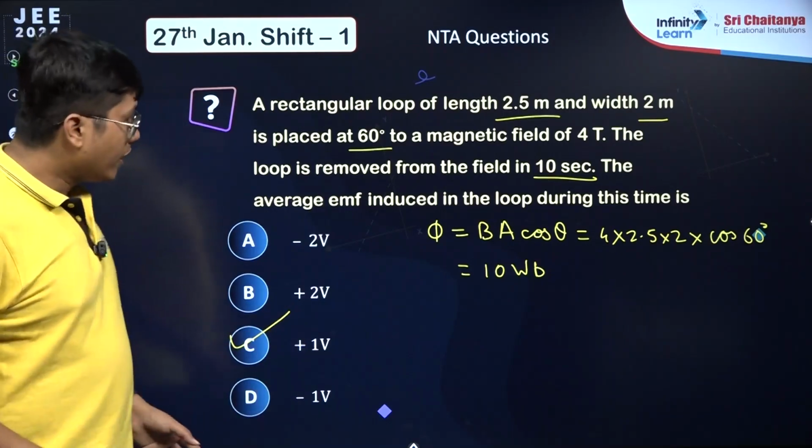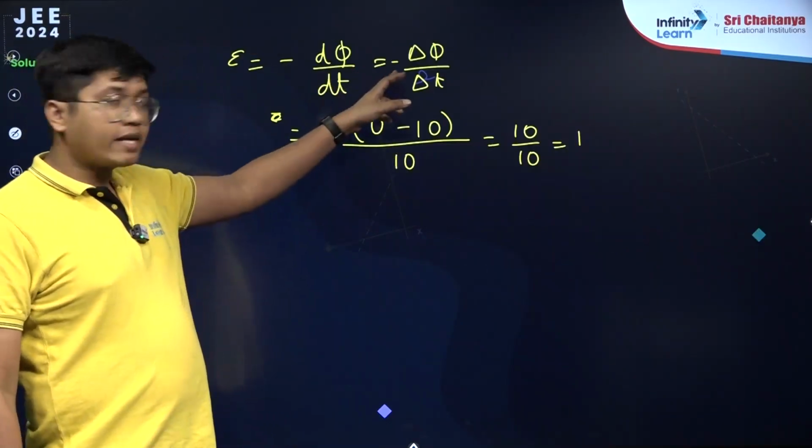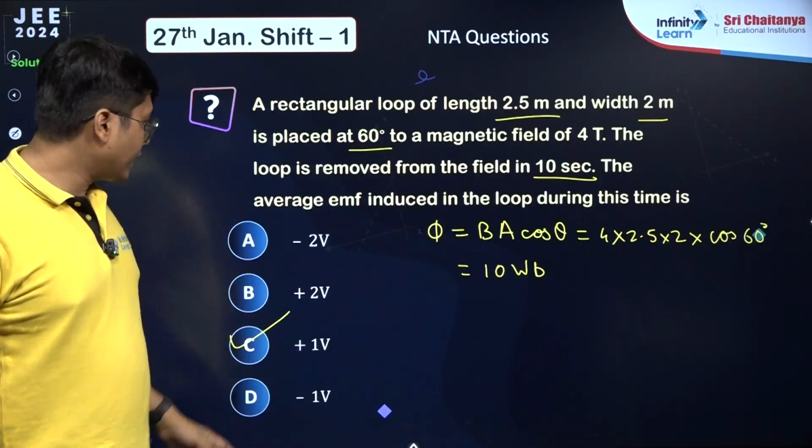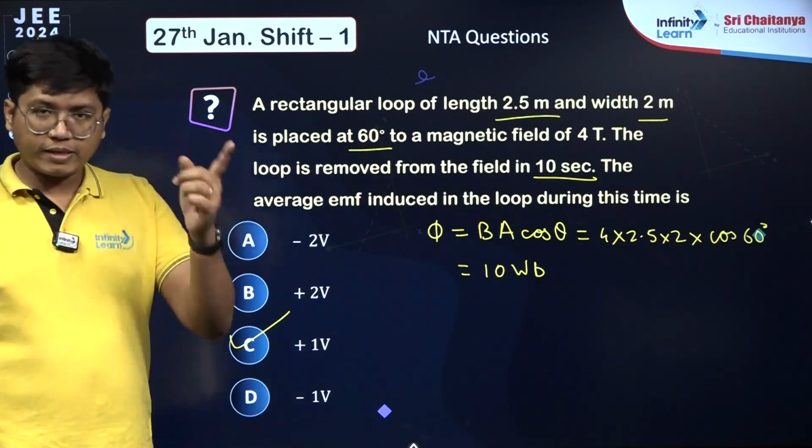Be very mindful: if you don't consider this minus sign here, or if you do 10 minus 0, you would arrive at the incorrect answer of minus 1 volt. So keep that in mind.